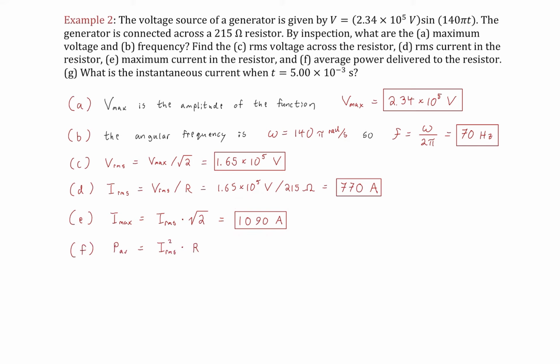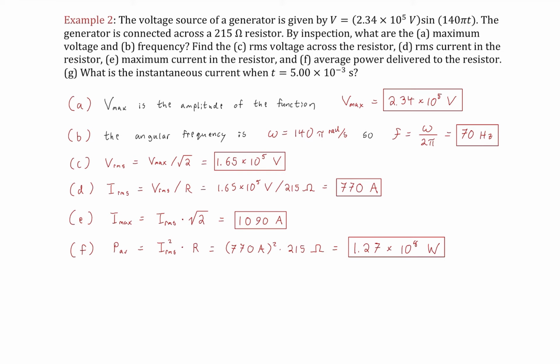Now let's go ahead and find the average power as asked in part F, okay? Well, that's simply a matter of using the power equation. We'll go ahead and use this one since we just solved for IRMS up in part D. All right, plug in our values, and there we go. We have an average power output of 1.27 times 10 to the 8 watts, a lot of power, okay?